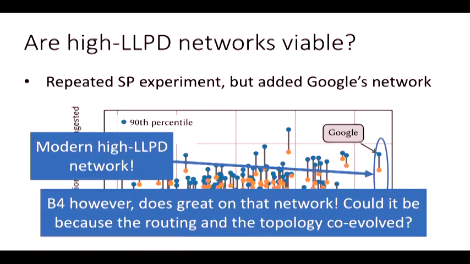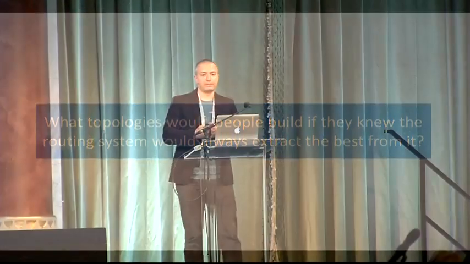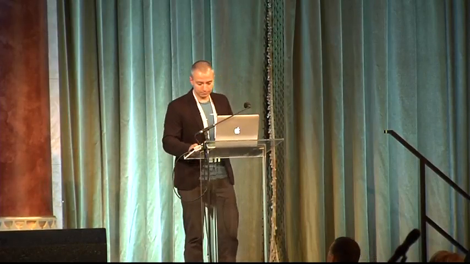Now, interestingly, B4, the routing algorithm, does great on B4, the network. So could it be because the routing algorithm and the topology somehow co-evolved? In general, what topologies would people build if they knew that the routing system would always extract the best from the topology? I will leave you with this question, and I will take questions.